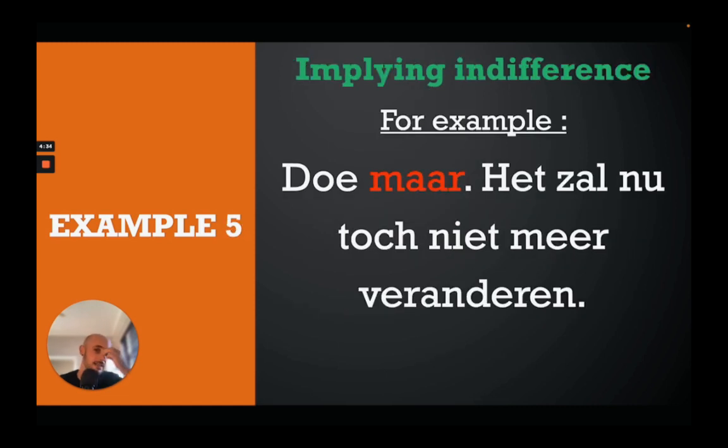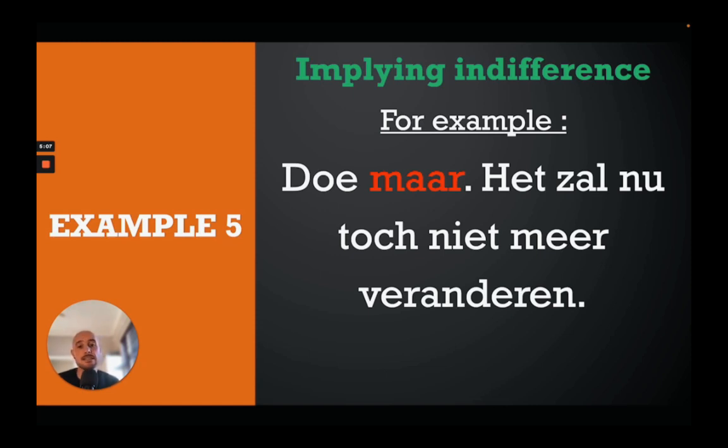Alright? We'll take a look at the 5th example, and that's basically implying indifference. Okay, again, there's no literal translation for the word maar. We cannot translate it as but, only, or just. However, this one is implying indifference. Right? Doe maar. Het zal nu toch niet meer veranderen. Just go ahead. Nothing will change anymore. Right?